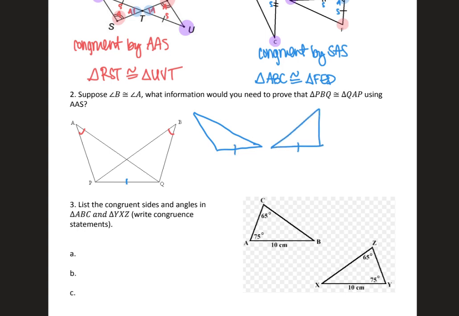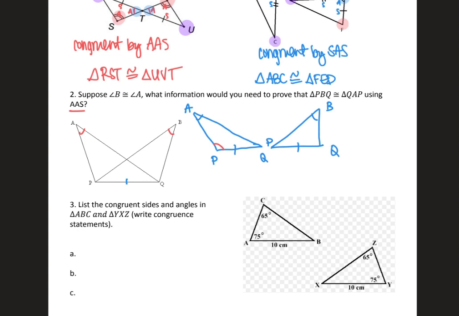Right, here's our shared side that we just separated. Let me write down what this triangle is called. This one's PQA, and this is BPQ. And then we know that these angles are congruent. So in order for this to be congruent by AAS, we need an angle that is next to the angle that we just marked as being congruent. So actually this could be either angle.